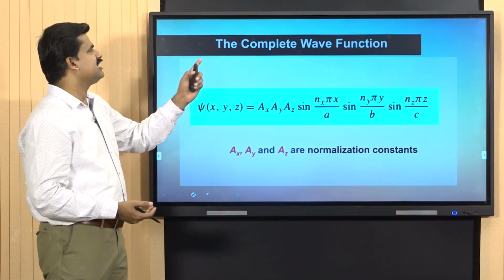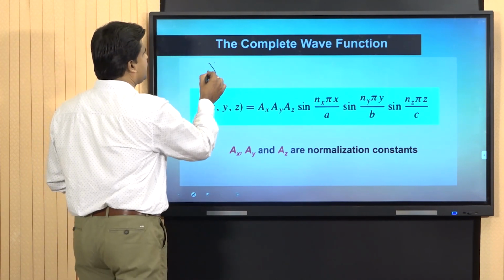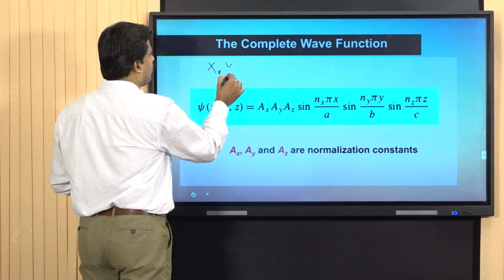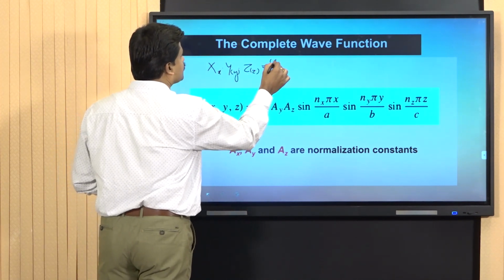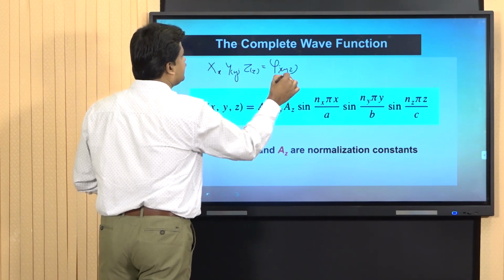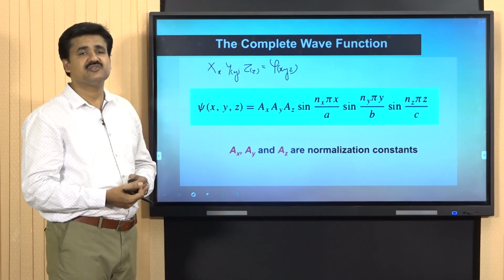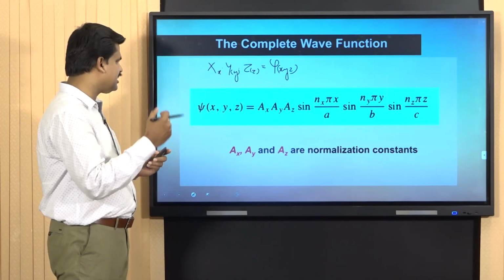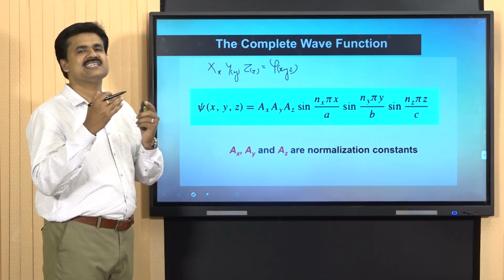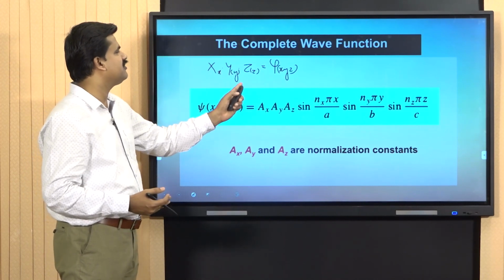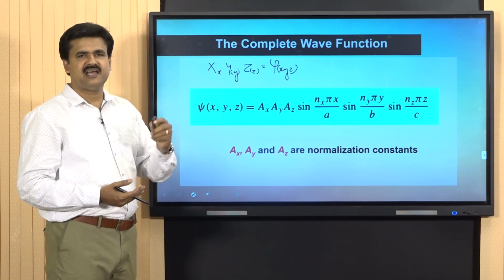Now, the complete wave function. We already learned the fact that X(x) Y(y) Z(z) is equal to psi(x, y, z). This is a substitution we already made before the method of separation of variables. And when it is reverted back, we will get the total wave function psi(x, y, z) by taking the product of X(x), Y(y) and Z(z). We already got the values for X(x), Y(y) and Z(z).